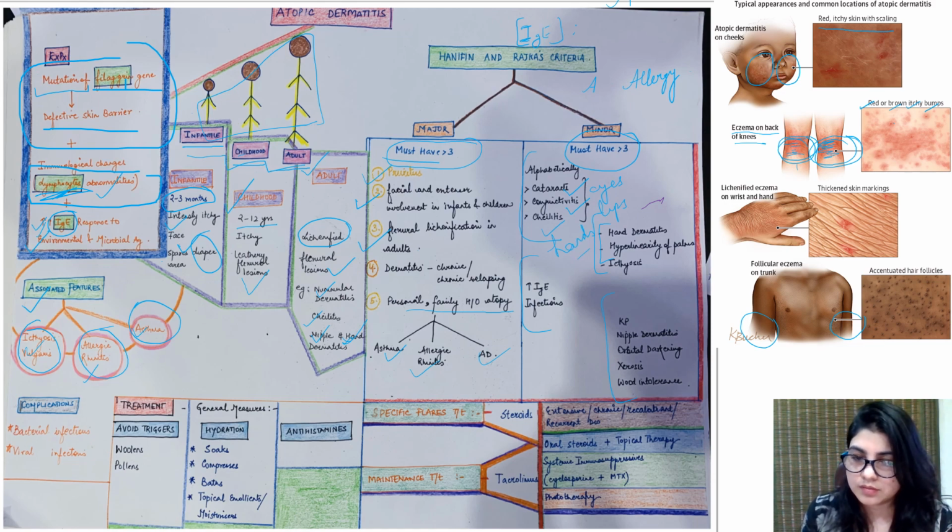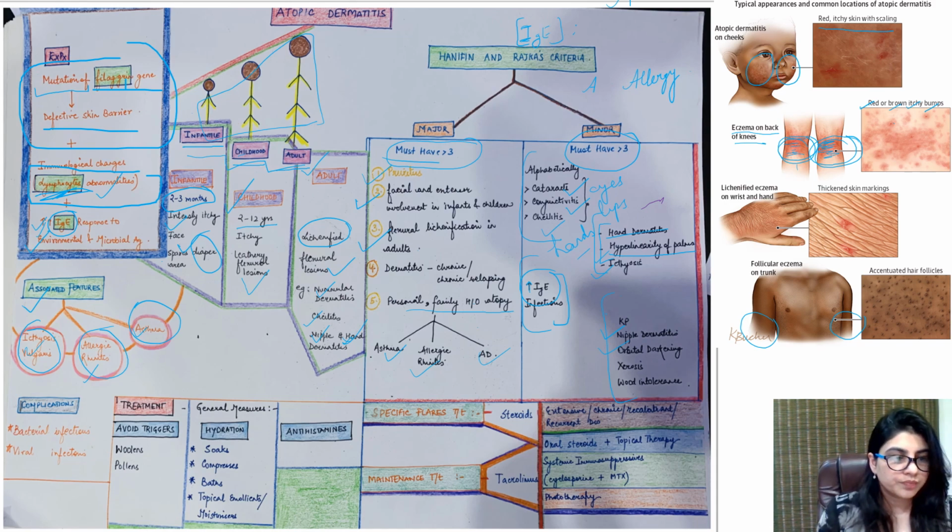Hand dermatitis, hyperlinearity of palms, like these palms, hyperlinearity of these lines, very deep lines will be visible. So this is hyperlinearity of palms, and ichthyosis is very scaly. Again, infections or immunoglobulin E levels are increased. Apart from that, nipple dermatitis, orbital darkening, wool intolerance. You don't need to get into that much, but yeah, this is major and this is minor. More than 3 and more than 3. So all that. Now come to complications.